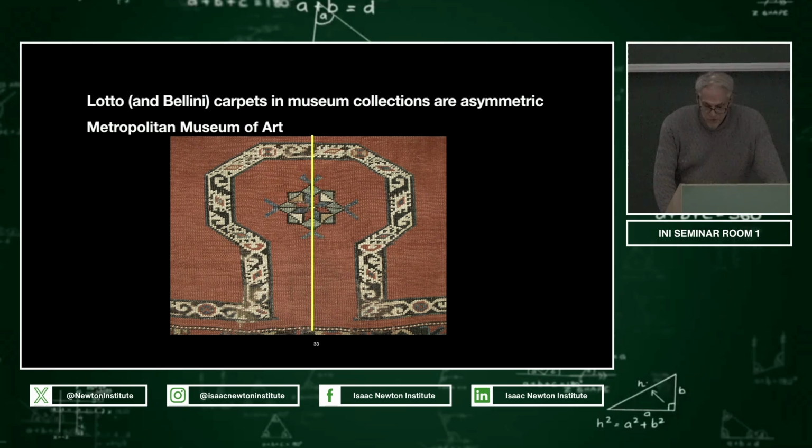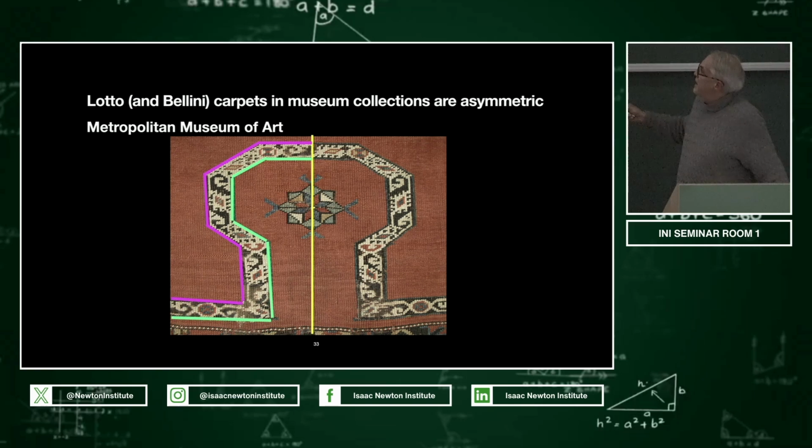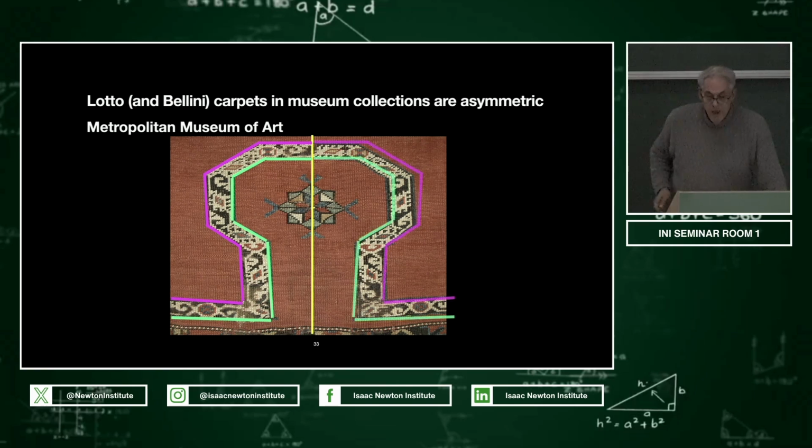Here's the axis of symmetry. You trace one half of it, you get this, and you flip it to the other side, and here you are, you get enormous differences, a factor of 10 larger than the kinds of fits that Hockney and Falco use. They fit the data to three significant figures, and the carpets are asymmetric to at least an order of magnitude larger.